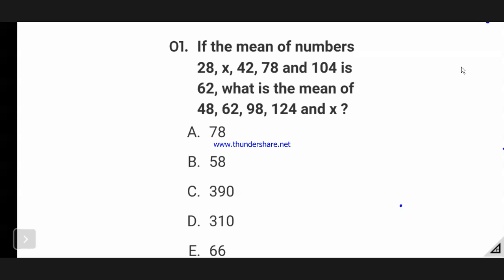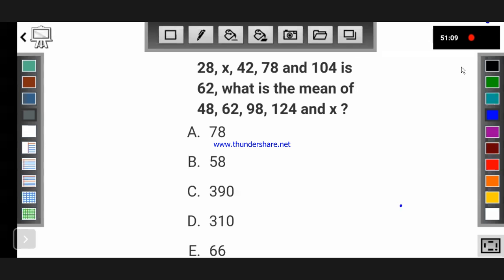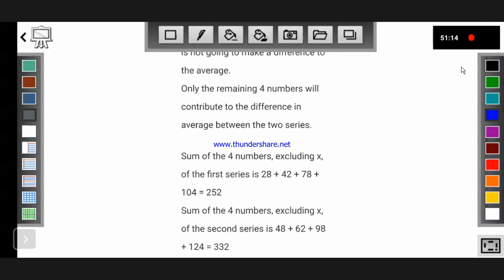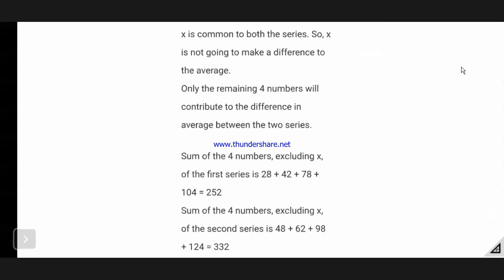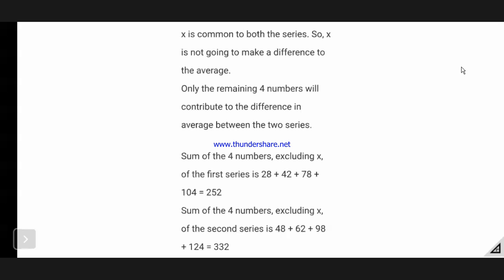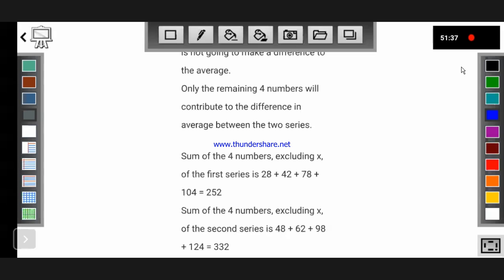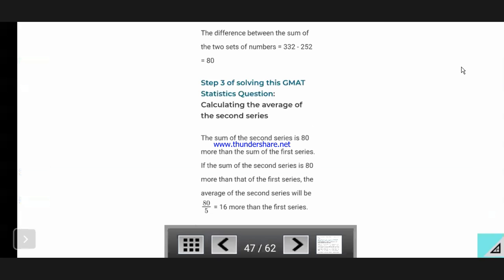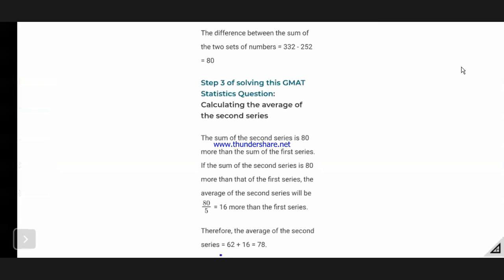78, ma'am. 78. Yeah, your answer is right. X is common in both series. While calculating the value of X, we are getting 78 as the answer.